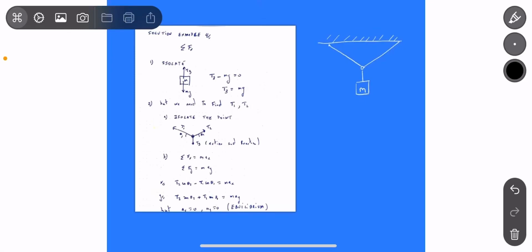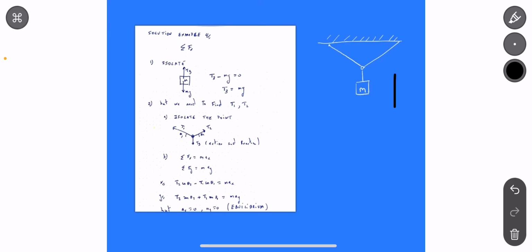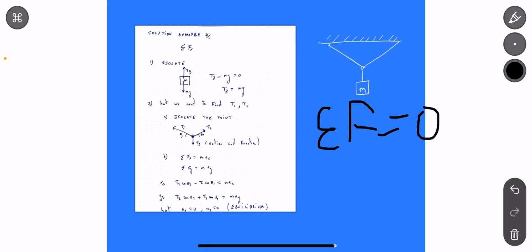In this problem, we're trying to figure out the suspension of the forces going on. However, we know that since there's not a real indicator that there's a force going down or an acceleration going up or down, we can assume that the sum of forces will be zero.